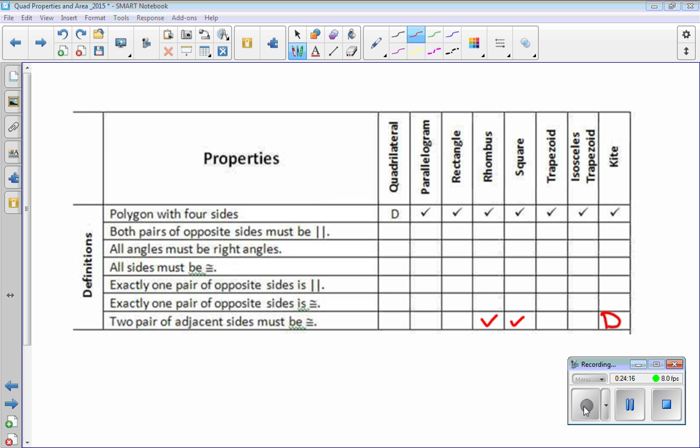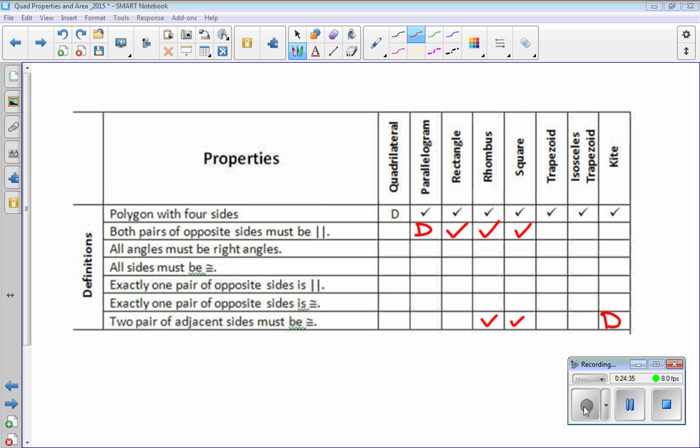So why don't we put a D in that column? Okay, it's the definition of it. But there are also lots of other quadrilaterals that have those properties. Rectangle, rhombus, square also have those properties. I think that's it. Is that what you guys got?